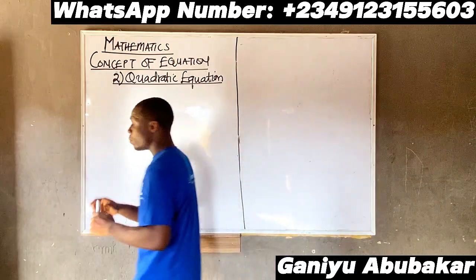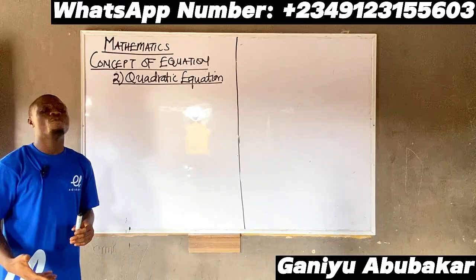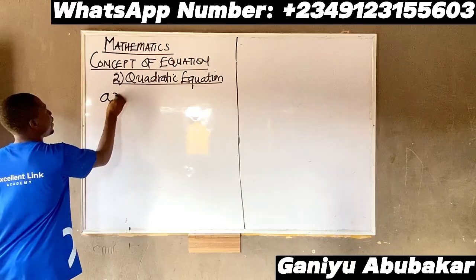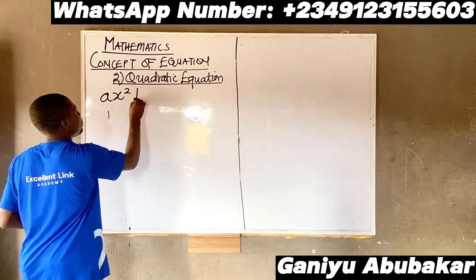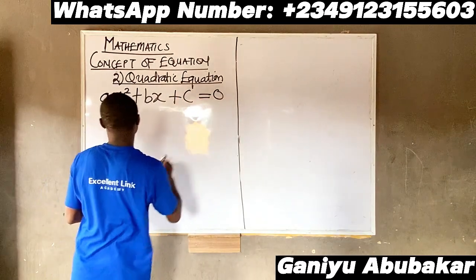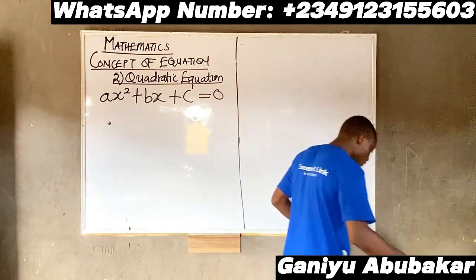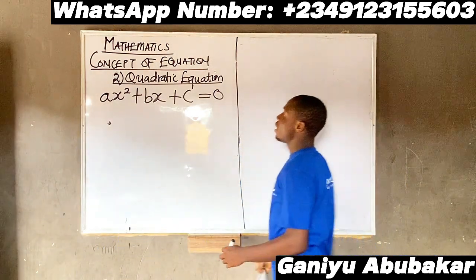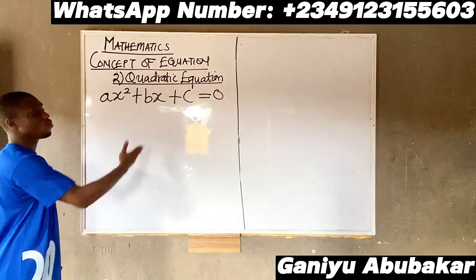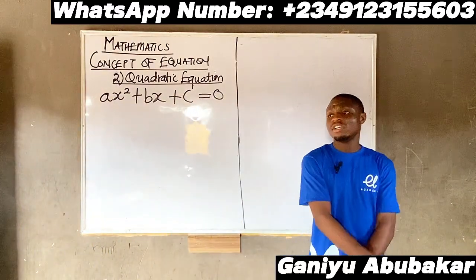The general form, copy down please. The general form of a quadratic equation is given by ax squared plus bx plus c equals 0. This one refers to what? The general form of a quadratic equation.